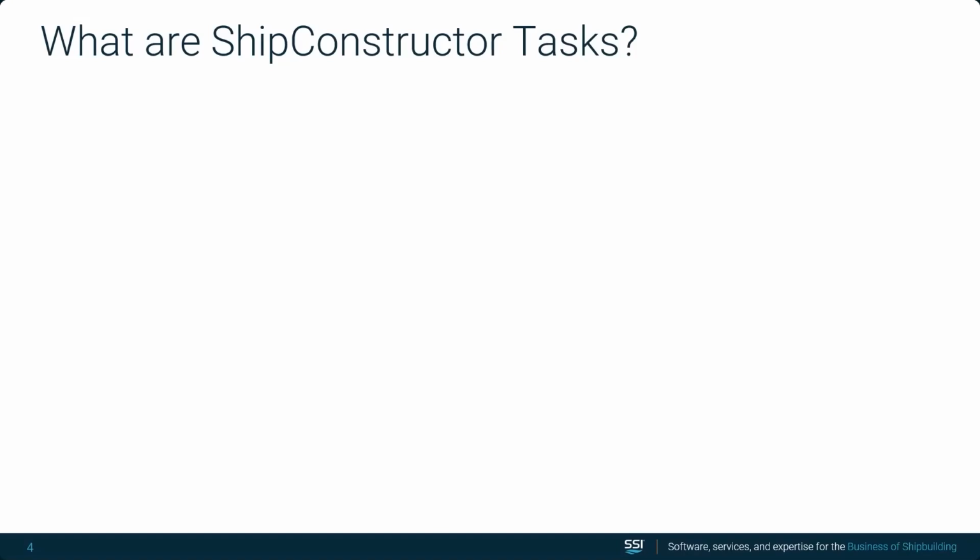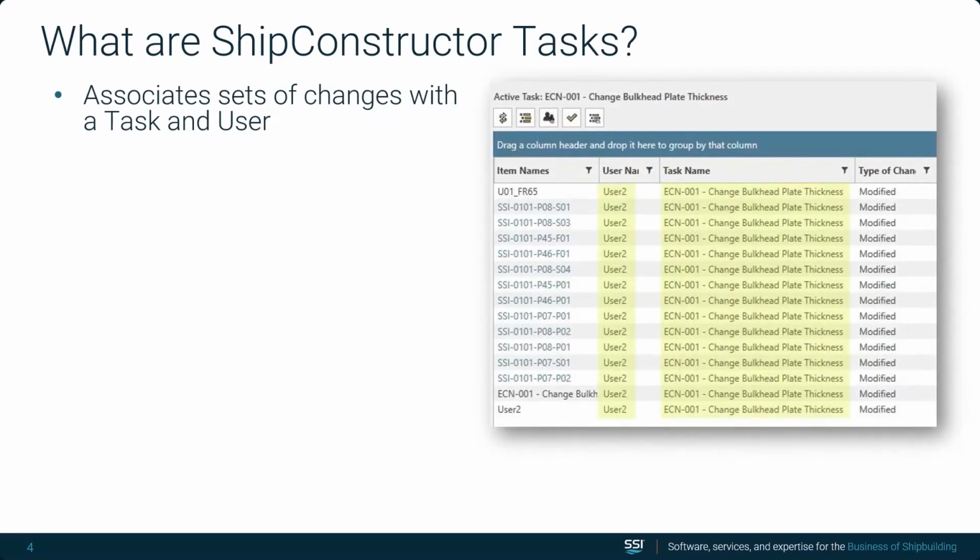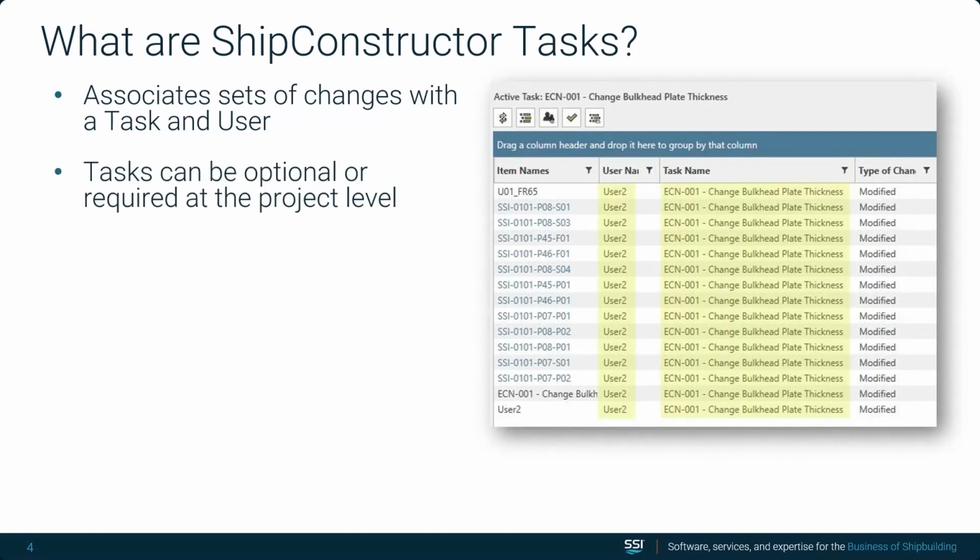I'll begin just by giving you a little bit of an overview of the ShipConstructor tasks feature for anyone that maybe isn't super familiar. ShipConstructor tasks is a feature that associates sets of changes with a task and a user. This makes it much easier for a project manager to organize, visualize, and audit work completed in the model throughout the project lifecycle. Managers can set tasks as optional or required at the project level to ensure that all changes are linked to a task.